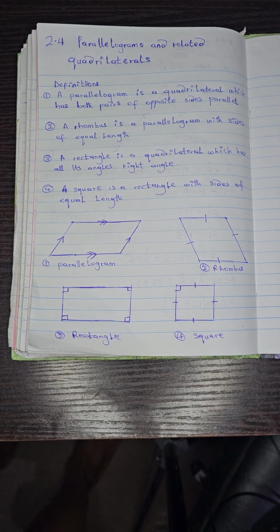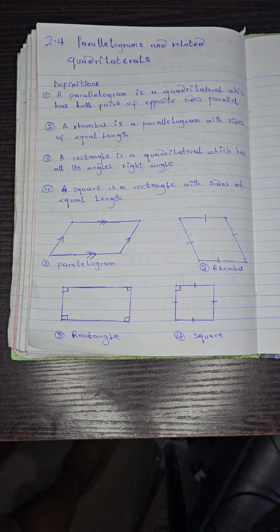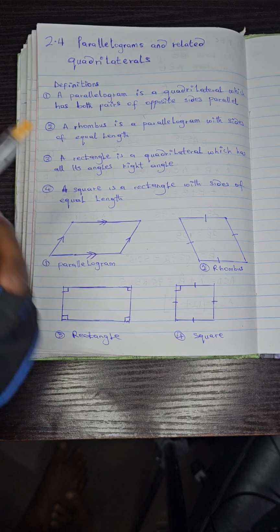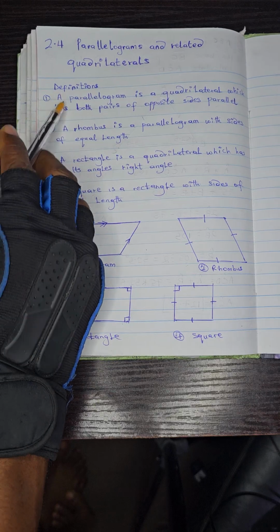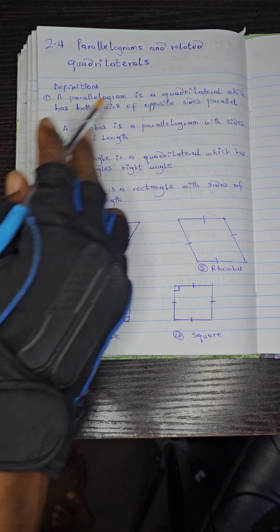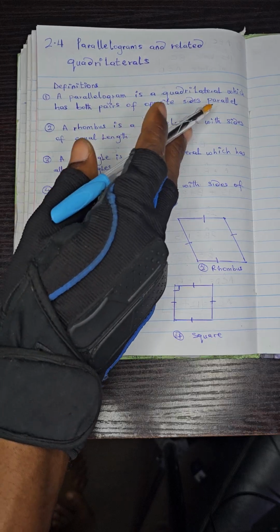In this class, we're going to continue with parallelogram and related quadrilaterals. Let's start defining them. First, what's a parallelogram? It is a quadrilateral that has both pairs of opposite sides parallel.